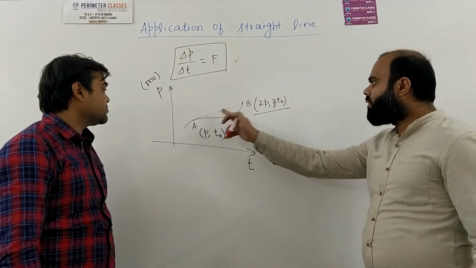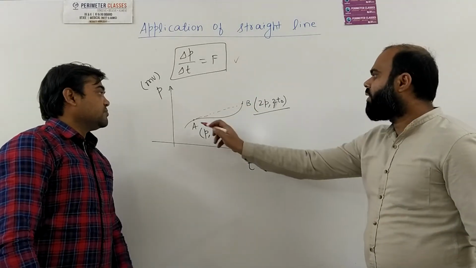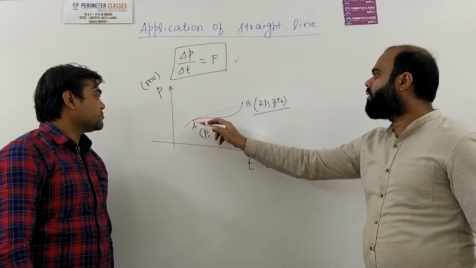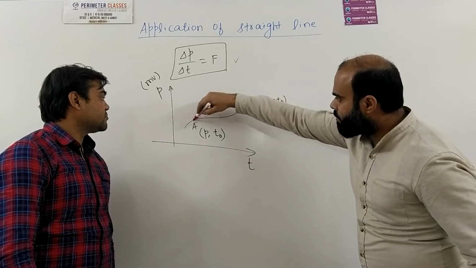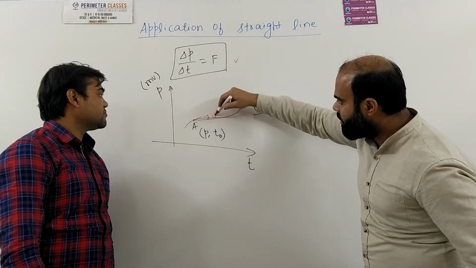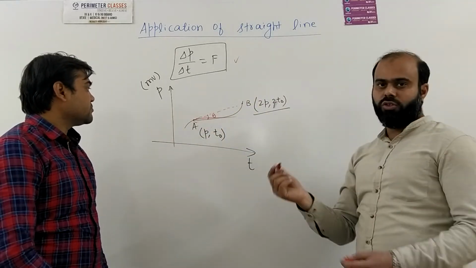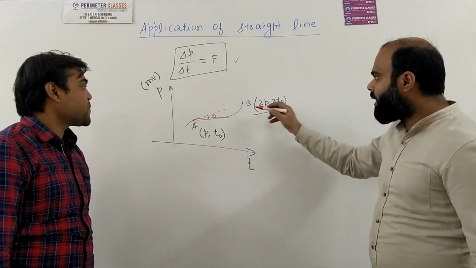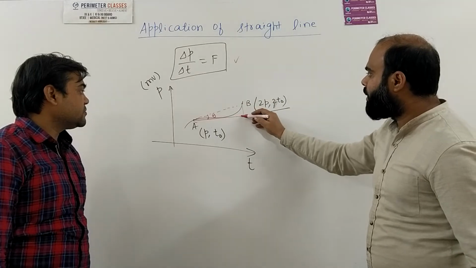So this chord of this curve AB will have some angle with the x-axis when it is proceeded backward. That angle would be basically something like this. When proceeded backward, that is also theta. So if you talk about delta P by delta T, what is delta P by delta T actually?